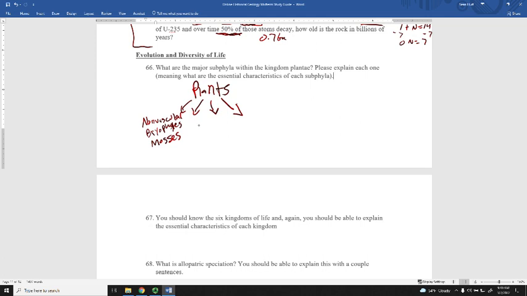Okay, so those are things that don't have a vascular system. Then there's the sporophytes. Those are things that have a vascular system, but they don't have seeds. So these are things like ferns. Okay. Then there are things that have seeds and have vascular systems, but they don't have flowers and fruits. Those are the gymnosperms.